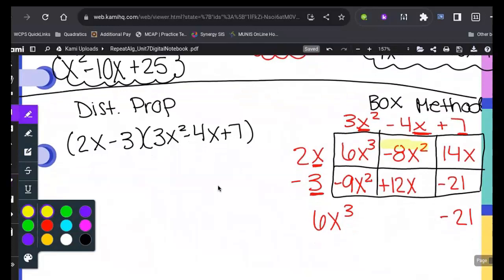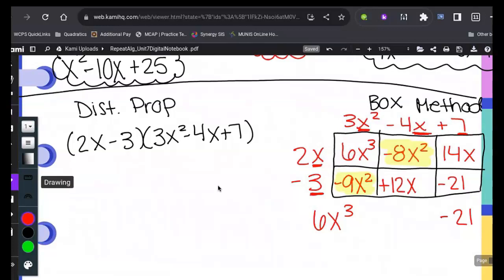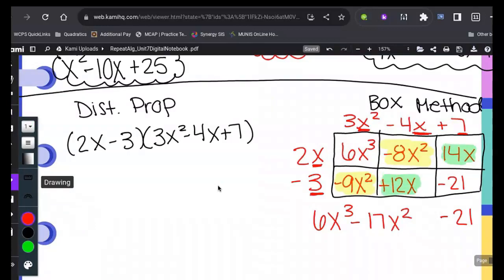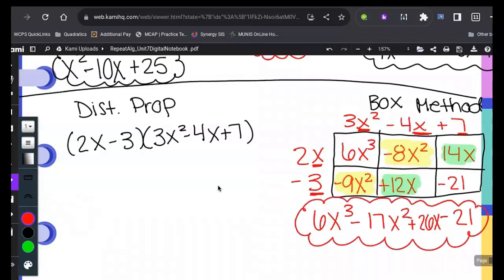So these two terms are like terms because they both have an x to the second power. So negative 8 plus negative 9 is negative 17x to the second power. And then I have this set, 14x plus 12x. They both have an x with no exponent. So 14 plus 12 is 26, so plus 26x. So your final expression should be 6x to the third minus 17x to the second plus 26x minus 21.